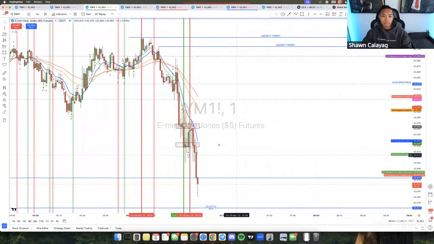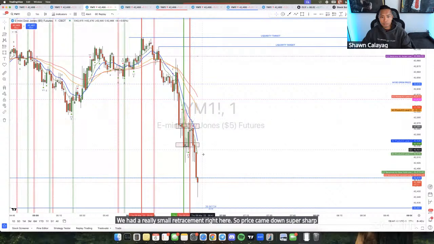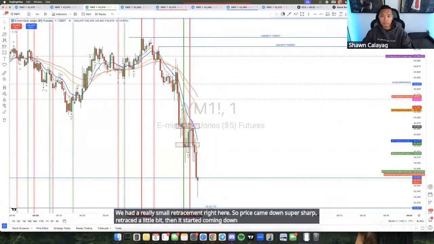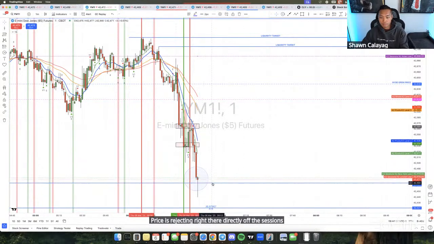We had a really small retracement right here. Price came down super sharp, retraced a little bit, then started coming down even further. The problem is we're now at this area of manipulation, right? Price is rejecting right there directly off the sessions, not just the sessions, but also liquidity.